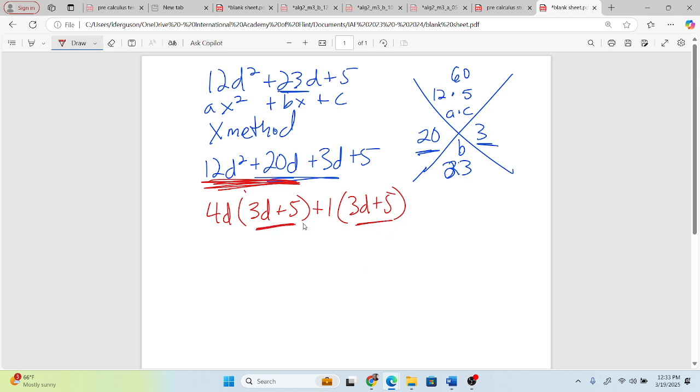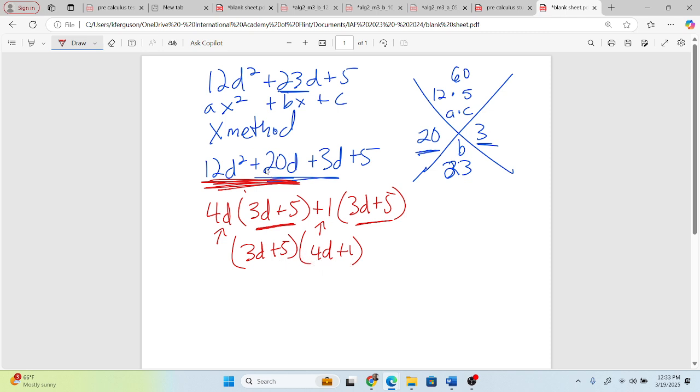If they're not exactly the same, then you need to go back to the drawing board because you made a mistake. But if they're the same, the first thing I write down, put my parentheses around them, and then I write the last two numbers that are there. So I got 4D plus 1. So that's my answer for factoring this: 3D plus 5 times 4D plus 1.